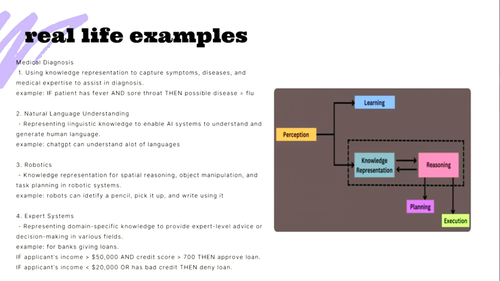Example, for a bank giving loans, if the applicant's income is more than $50,000 and his or her credit score is more than 700, then approve the loan. If the applicant's income is less than $20,000 or has bad credit, then deny the loan.